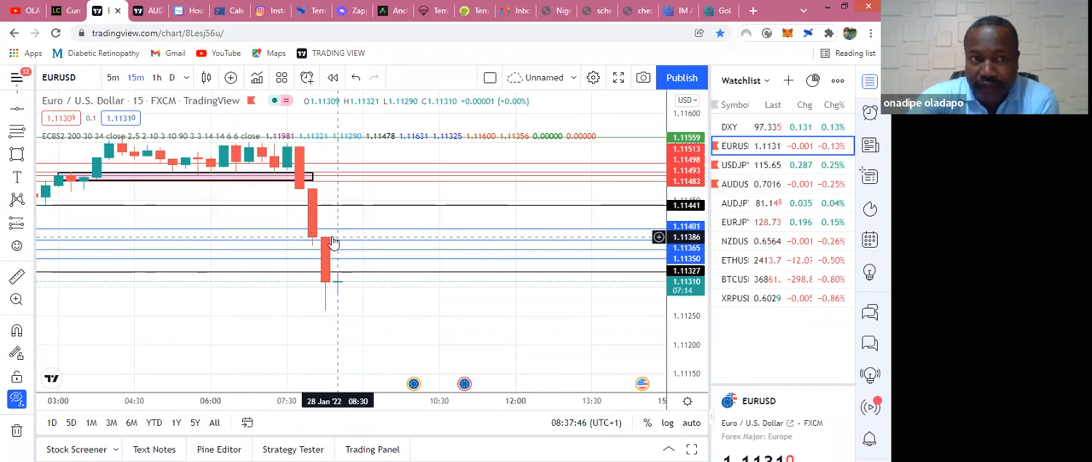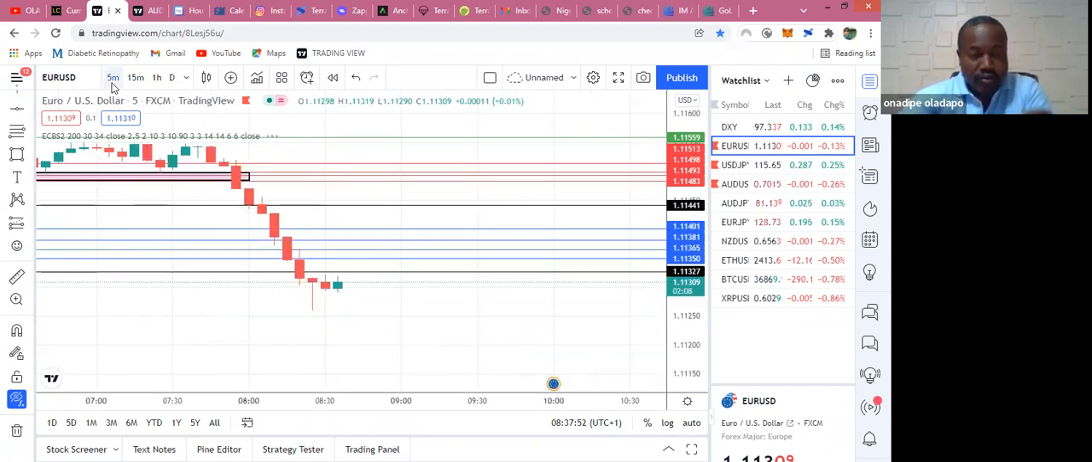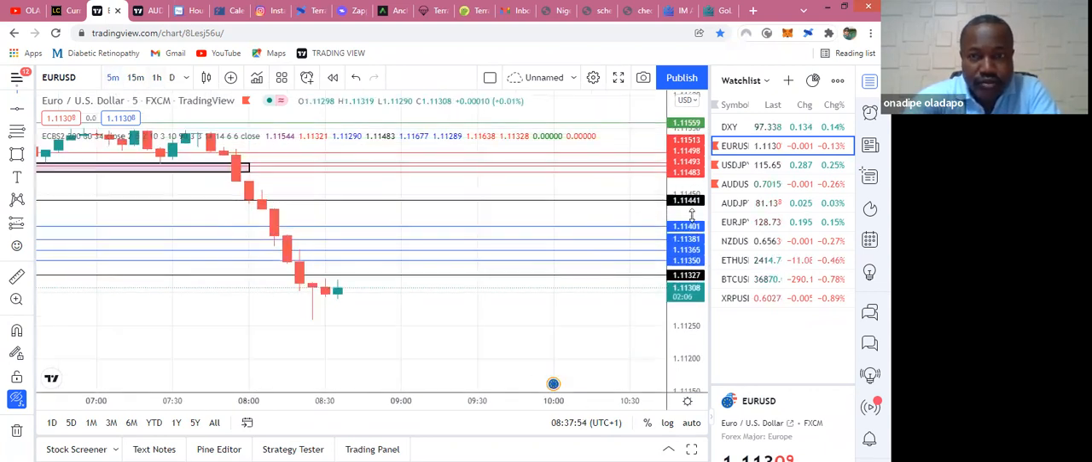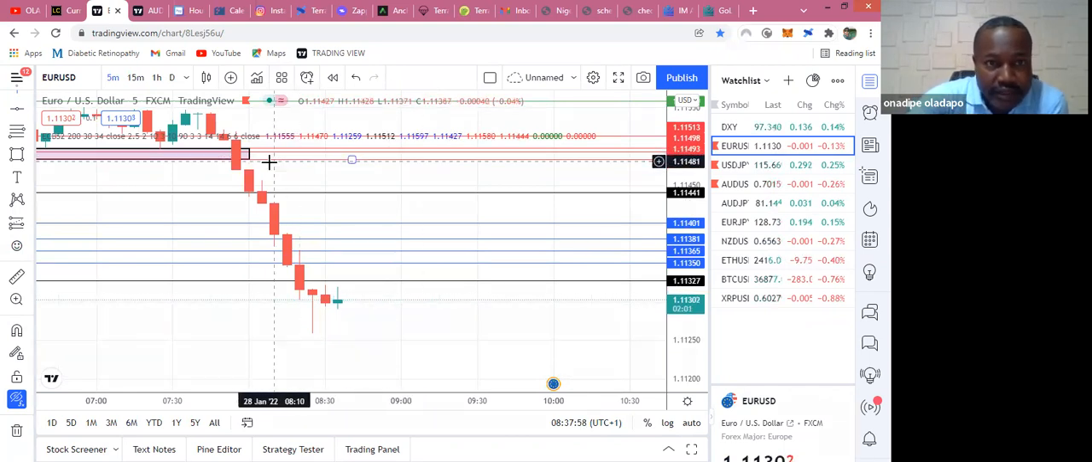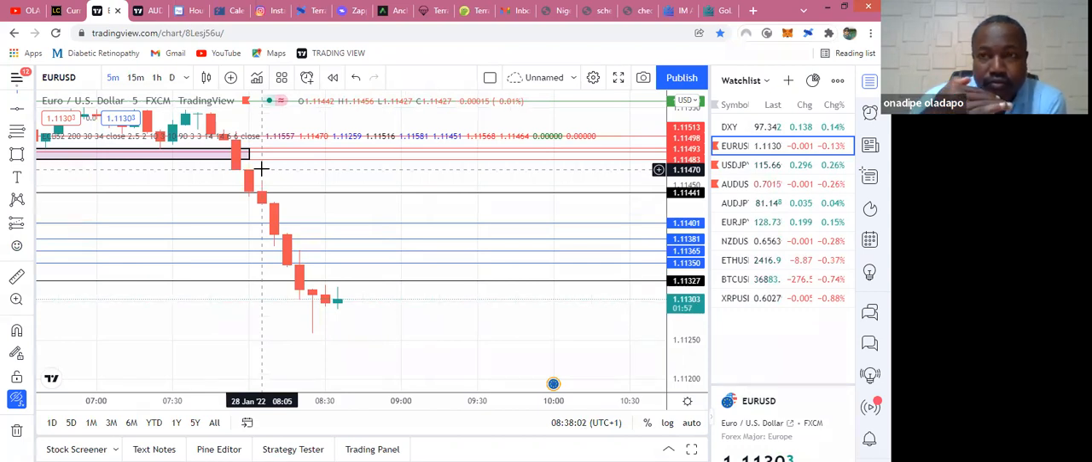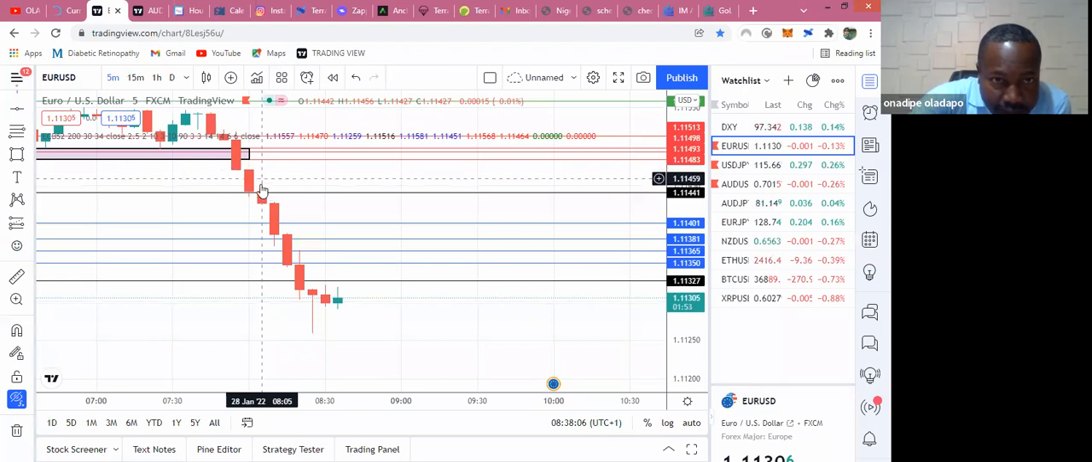I hope that is clear and you can see it. Let me go to the 5 minutes and show a lot of them so that I can use a lot for examples. So let's look at it again. This candle started here, body, that's the roof or the ceiling of the body, that's the top. It came down here.